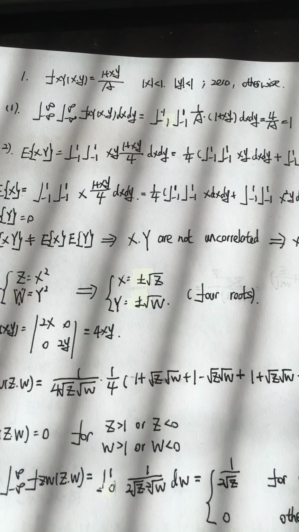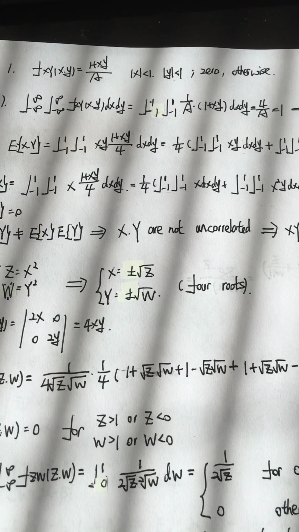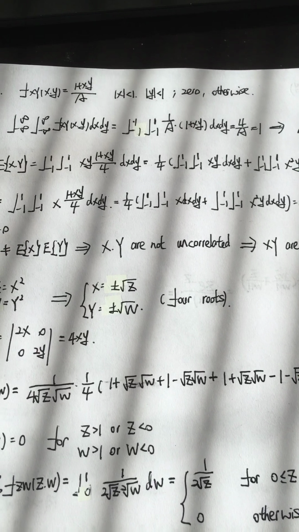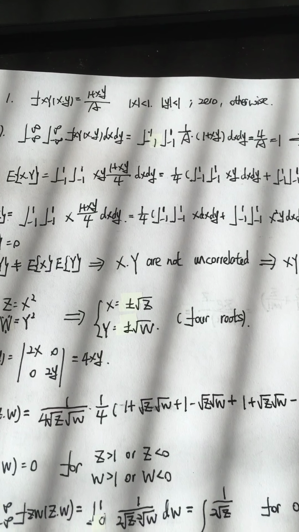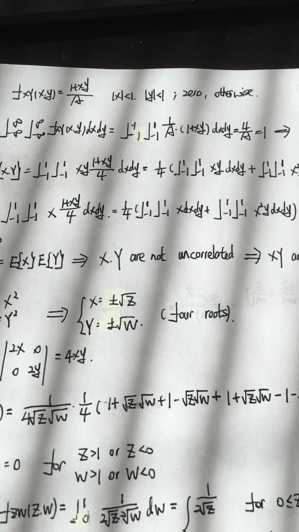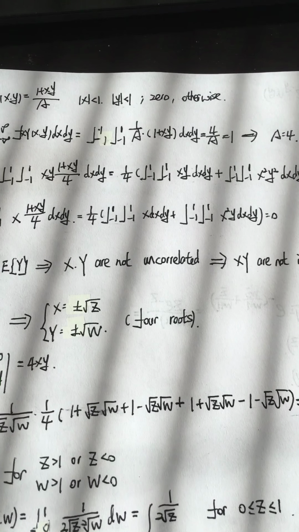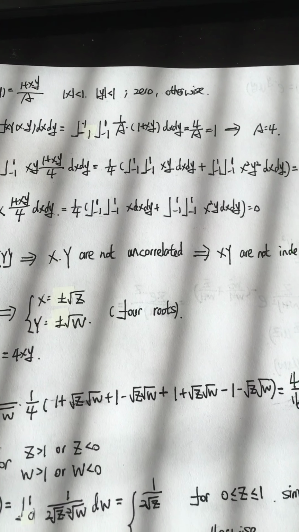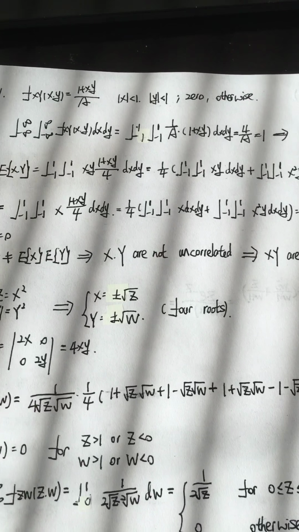Okay, let's see question 1. To find A, it is simple. Integrate the joint PDF of x, y, and we can find that the 4 over A is 1, so we can get that 4A is equal to 4.